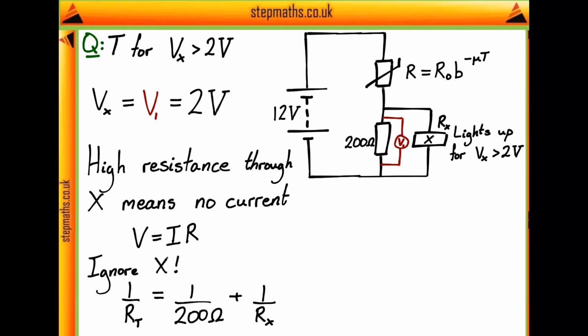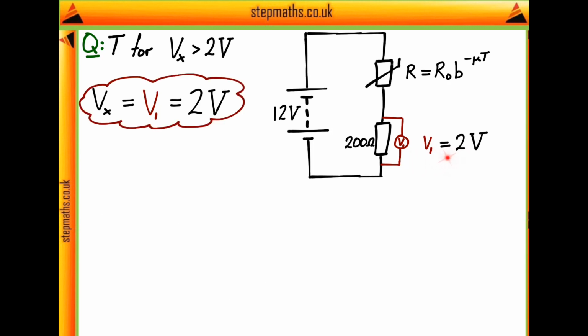So with that in mind, what we can basically do is just remove it from our diagram and try and think about the points at which our 200 ohm resistor has more than 2 volts across it, since this is just when X will light up as well. So the two things are going to be equivalent.